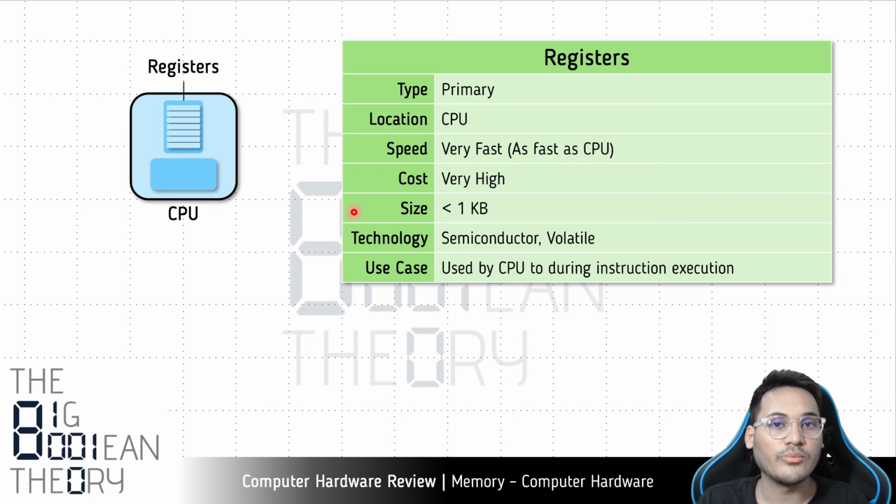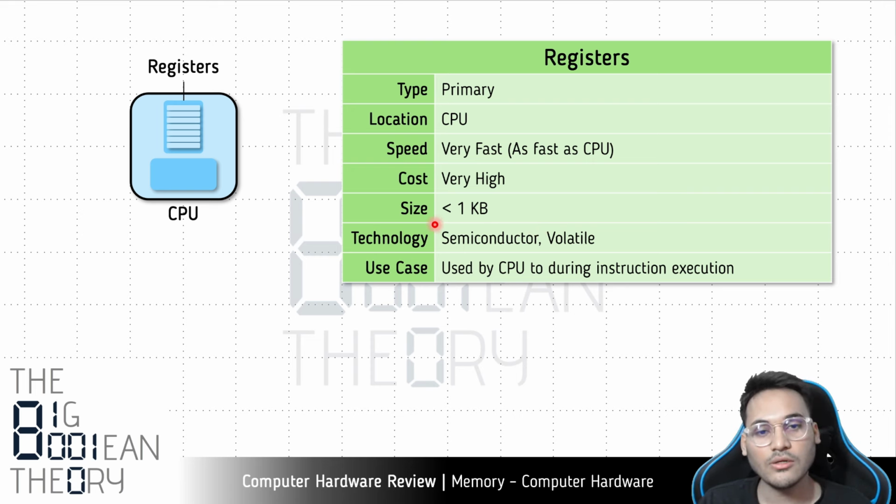So in a typical computer system, the amount of registers ranges somewhere below 1 kilobyte, right? And finally, let's talk about the technology. First of all, since it's a primary memory, it's volatile in nature. When the power goes off, the contents of the registers will be lost. It depends on the electricity.